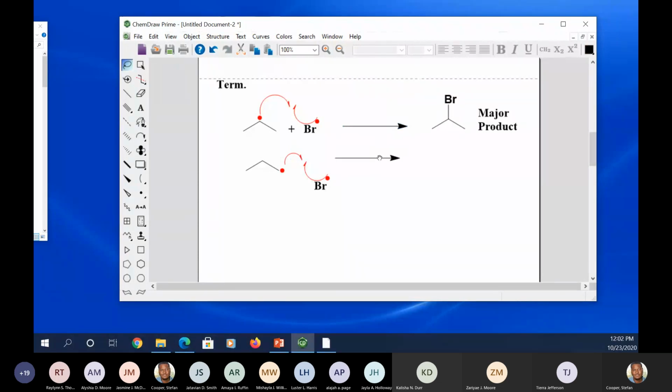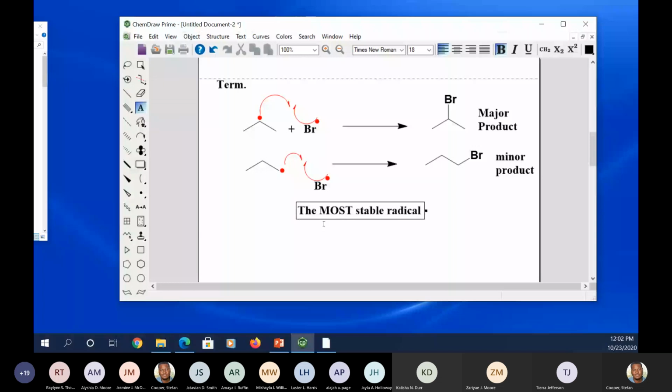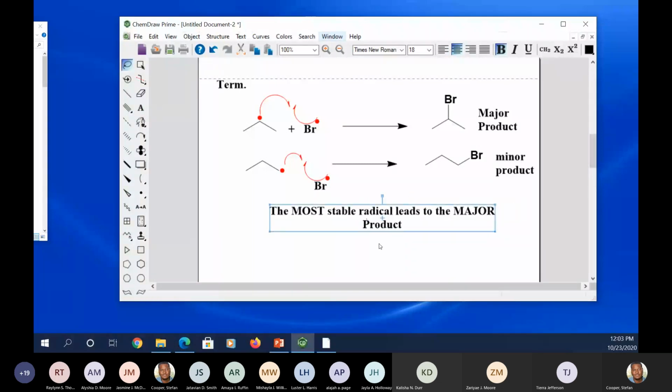It can terminate as well with bromine, and it will produce this radical here, and we call this the minor product. Take home point: the most stable radical leads to the major. You want to commit that to memory if needed. The most stable radical will always lead to the major product.